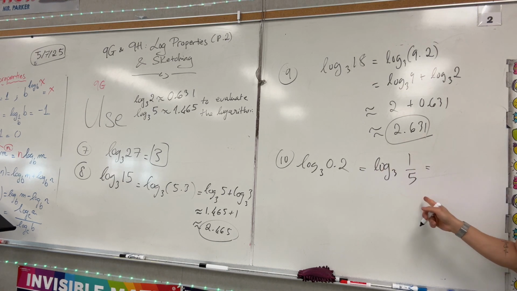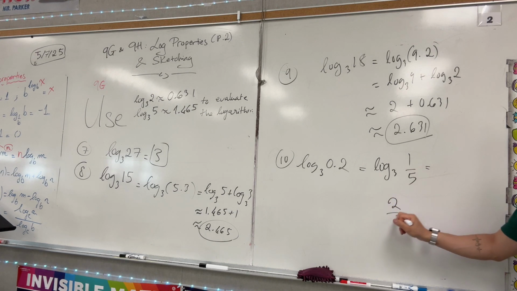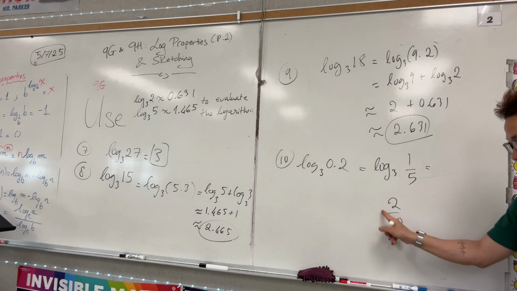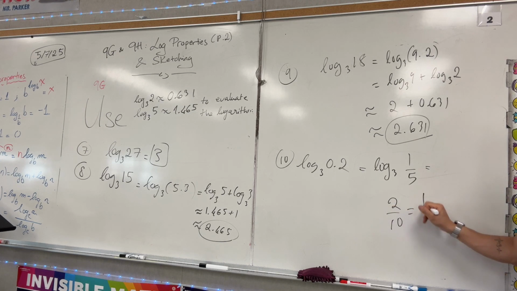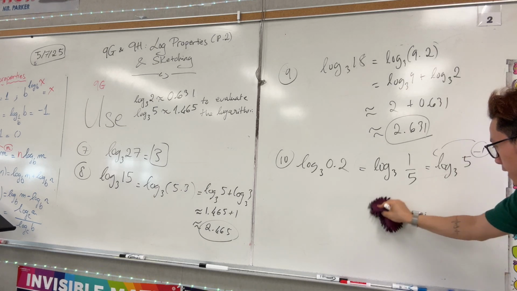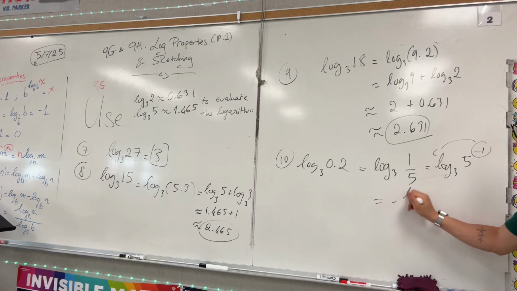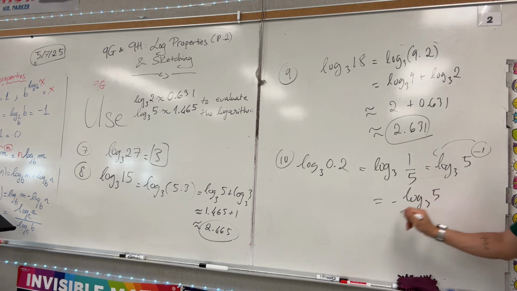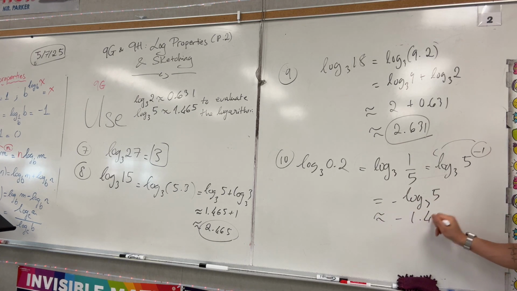Right? 0.2 is 1/5. Do you know that? 0.2 is 2 over 10, because when you divide by 10, you move the decimal to the left. And then 2 over 10 is 1 over 5. If you don't know it immediately, 0.2 is 1 over 5. And then 1 over 5, how do you change it? 5 to the negative 1. Bring the negative 1 to the front. That gives you negative log base 3 of 5, and that's negative 1.465. Good. Give Alex 1 point.